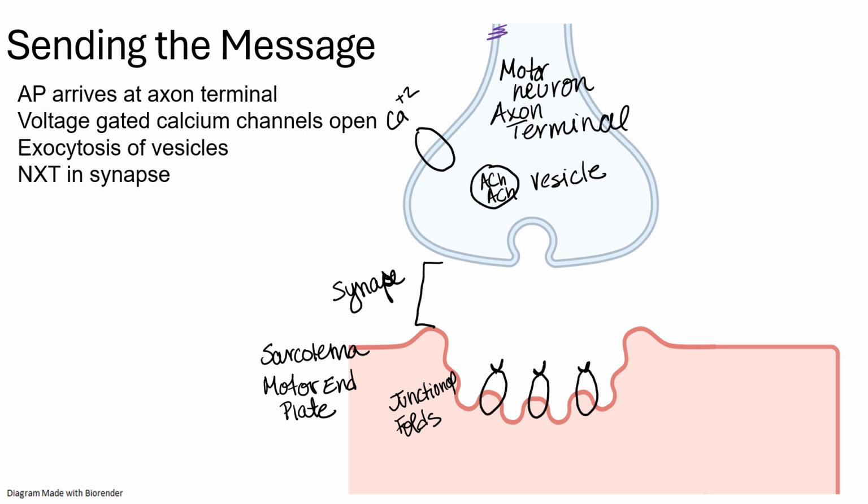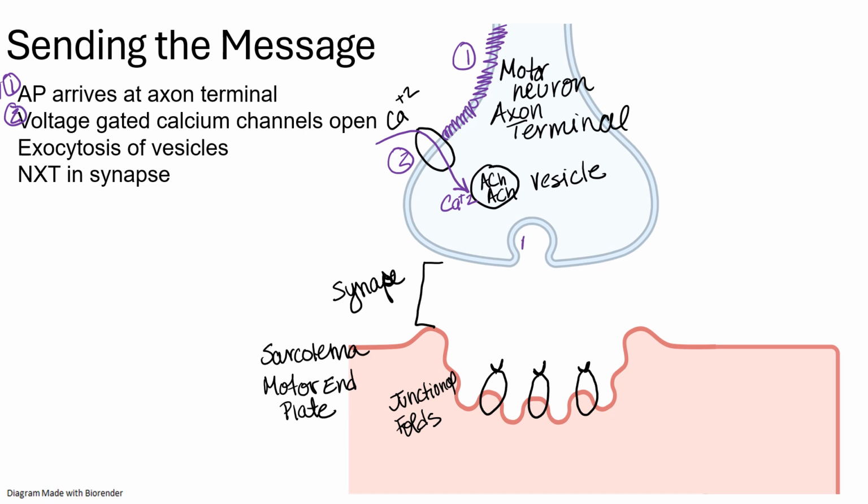So number one, an action potential, which is the movement of ions, arrives at the motor end plate. That's number one right here. I'm sorry, it arrives at the motor neuron. Then the second thing that happens is this action potential opens up this voltage-gated channel, and it allows calcium to enter into the axon terminal. So that's number two right here.